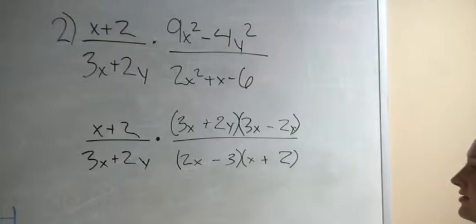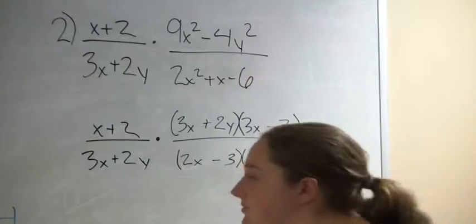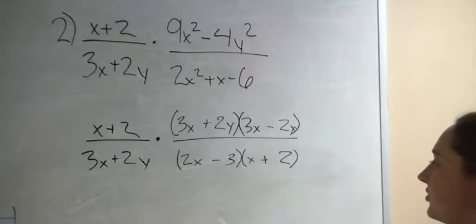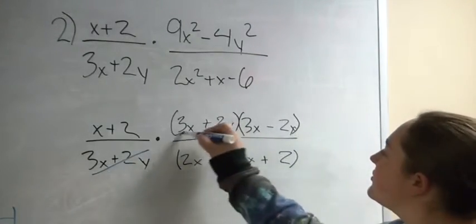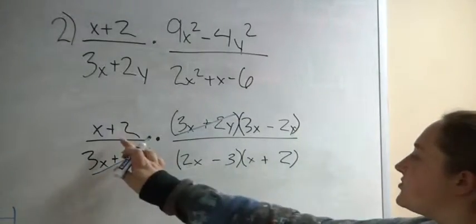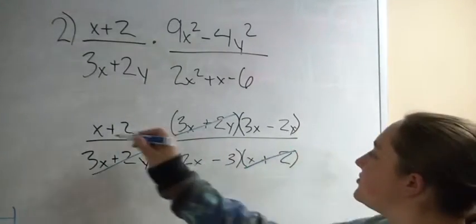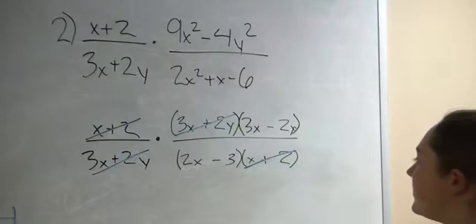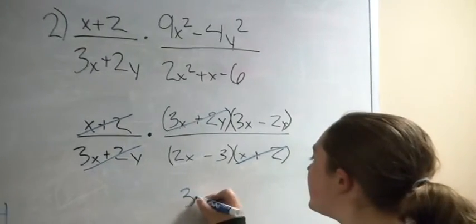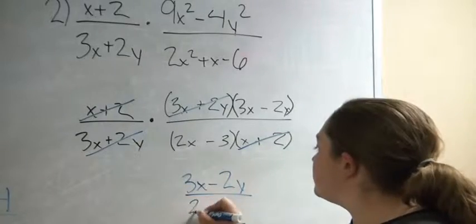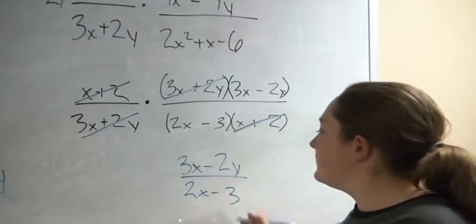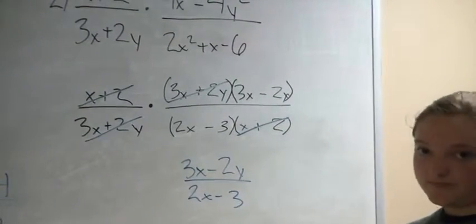So now we can cross cancel. So we have a 3x plus 2y and a 3x plus 2y, so we can get rid of those two. And then we have an x plus 2 and an x plus 2, so we can get rid of those ones. And our leftover equation is 3x minus 2y over 2x minus 3. And that's the equation for that problem.